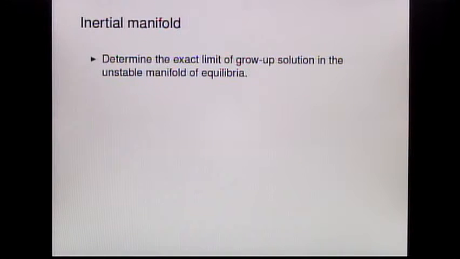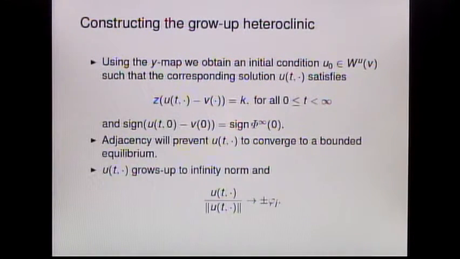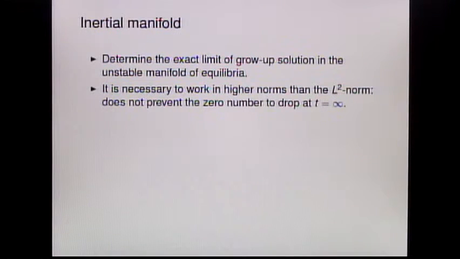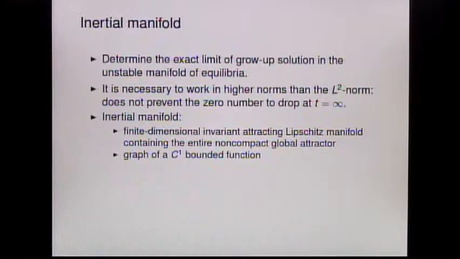In order to do that, we recur to the theory of inertial manifolds. And this is why we need that condition that this function g should be a Lipschitz continuous function, to use the existence of an inertial manifold. So basically, what we need to do is to determine the exact limit of this grow-up solution we are considering. So we need to prove that it will actually converge to this object at infinity corresponding to phi k. But since this convergence is in L2 norm, we cannot guarantee that the zero number of this solution will not drop at infinity. If the zero number of the shifted solution is k, we cannot guarantee that the zero number of this eigenfunction will also be given by k. So in order to do that, we will need to work in higher norms than L2. And for that, we recur to the inertial manifold.